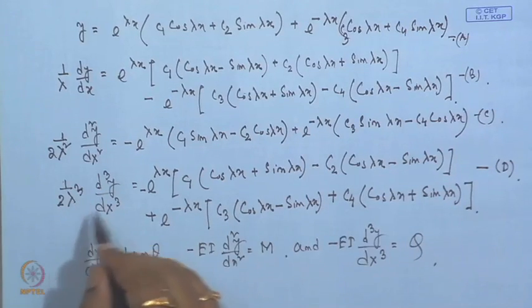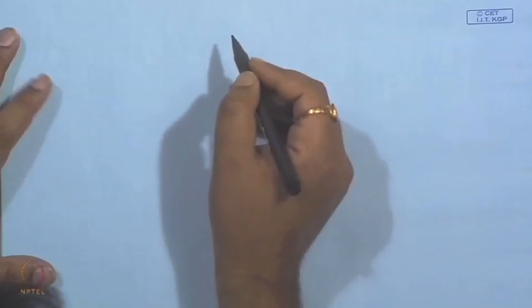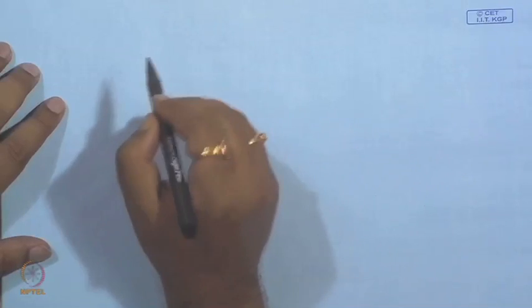Next one is how to determine these c 1, c 2, c 3 and c 4 values. So, using the boundary conditions of the beam, we will calculate these unknown factors.